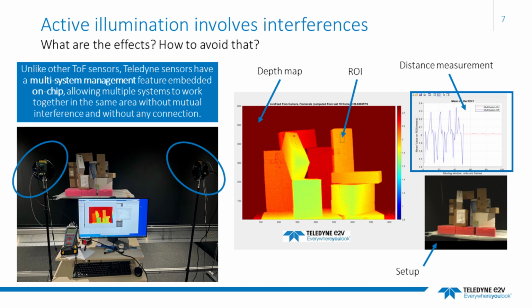In the distance measurement box, you will notice that there are 2 parts. The blue one is erratic, which is when the multi-system feature is disabled, but it is also what you would get with a sensor without any feature to manage interferences. The other part is the red one, much more stable, which is when the feature is enabled.